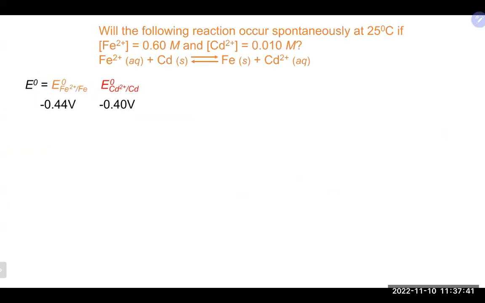Will the following reaction occur spontaneously at 25 degrees Celsius, if we have a concentration for iron(II) of 0.6 and for cadmium 0.01? There are some of the SRP values given to you here. I'll take 3 minutes to see what you come up with.